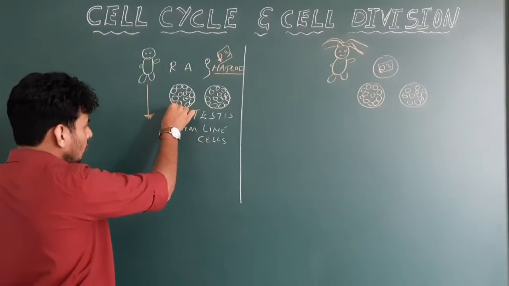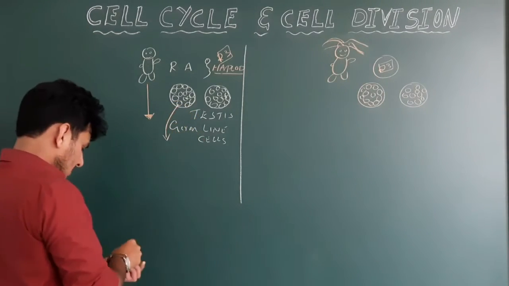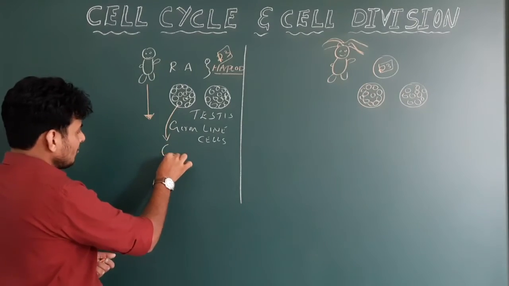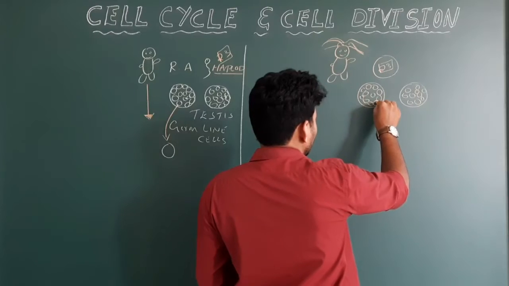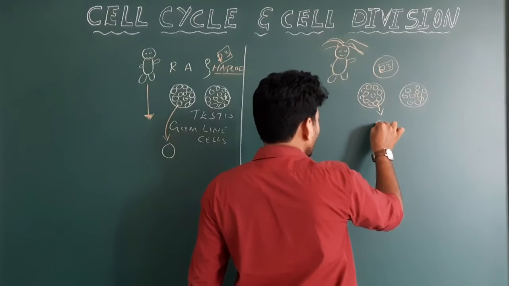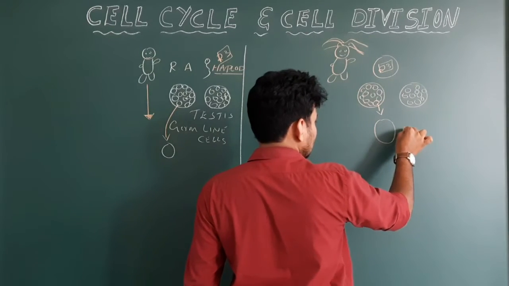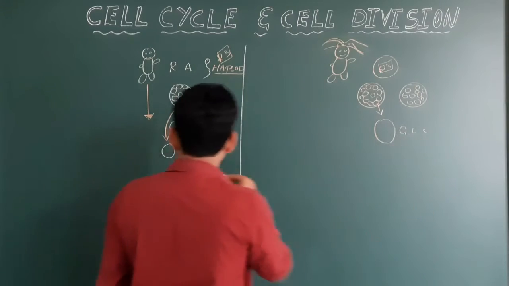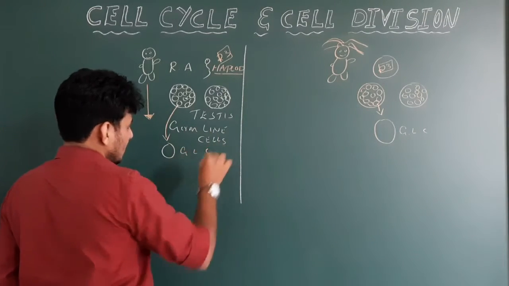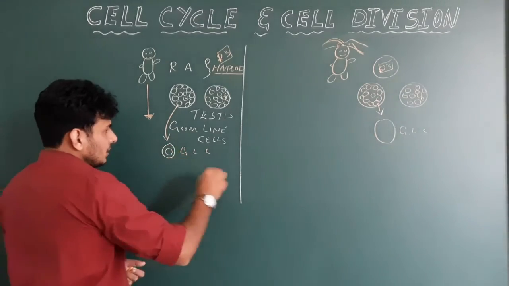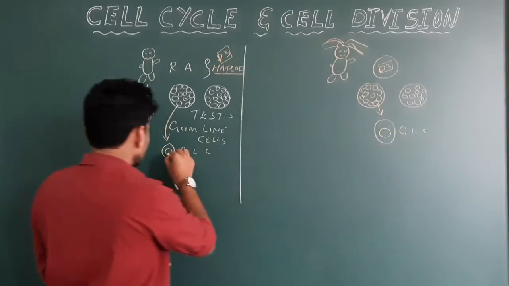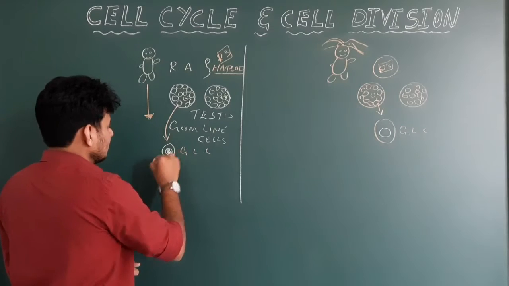Let me take only one germ-line cell. So one cell from the testes. And here also the same thing, I am going to pick only one cell from the ovary. This is a germ-line cell. This is also a germ-line cell. And now here let me draw the nucleus. Here also the nucleus, and this nucleus contains the chromosomes.